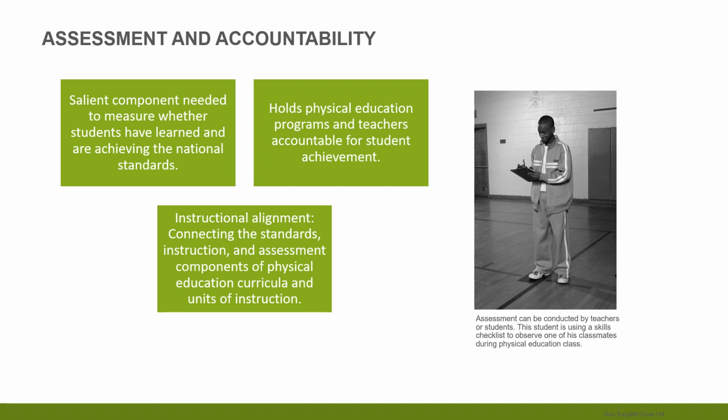This is where instructional alignment becomes critical. Instructional alignment refers to the intentional connection between standards, which is what students should know and be able to do, instruction, how those skills and knowledge are taught, and assessment, how student achievement is measured. By aligning these three components, educators create coherent, purposeful learning experiences that foster student success and validate the impact of physical education on lifelong health and activity.